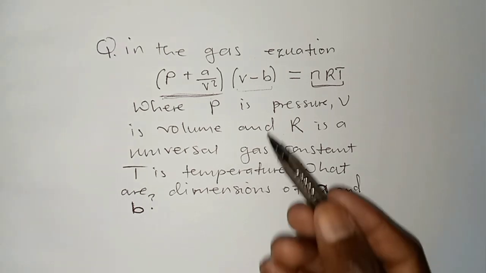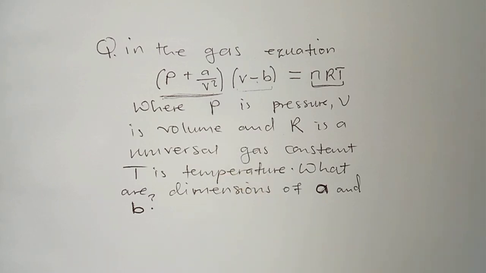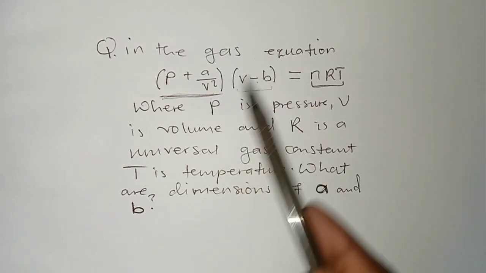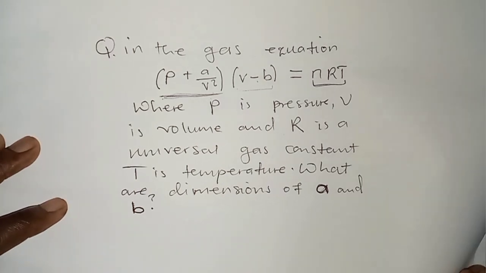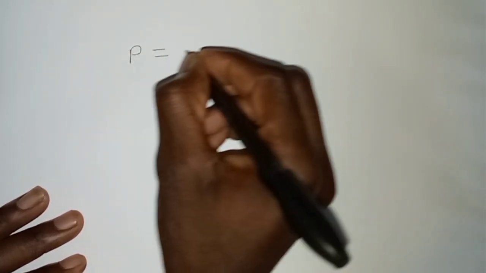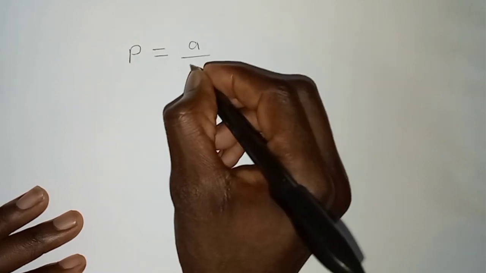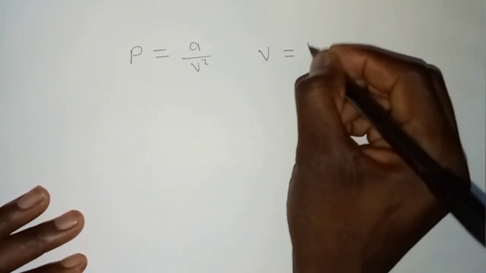Ignore the sign. Whether it is negative or positive, just ignore it. All you need to do is equate these two, ignoring the sign in the middle. So how are we going to handle this? In the end, we are going to have P equal to A over V squared, and V equal to B.